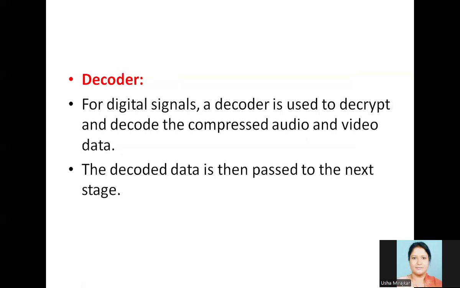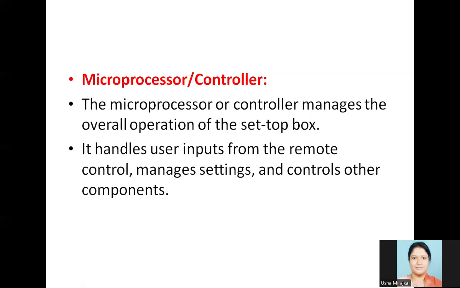Decoder: for digital signals, a decoder is used to decode the compressed audio and video data. Before transmission it is encoded and encrypted, therefore it needs to be decoded and decrypted here. Therefore the compressed audio and video should be processed here. The decoded data is then passed to the next stage.